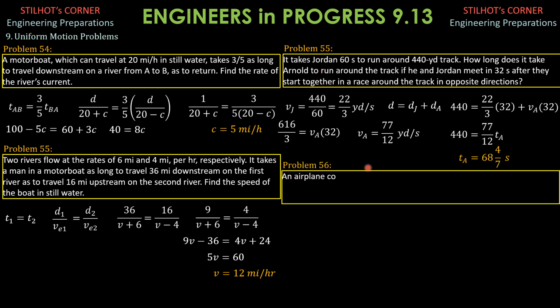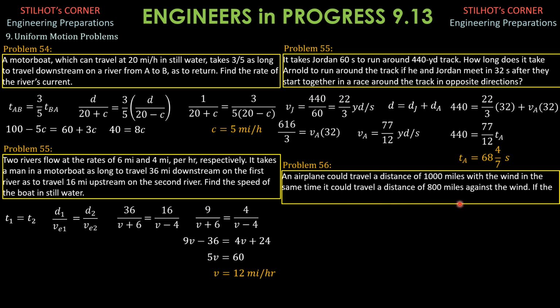Then the last, an airplane could travel a distance of 1,000 miles with the wind. In the same time, it could travel a distance of 800 miles against the wind. If the wind velocity is 40 miles per hour, what is the speed of the plane? So we are talking here about the speed of the plane in still air.